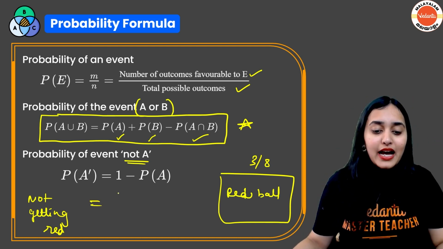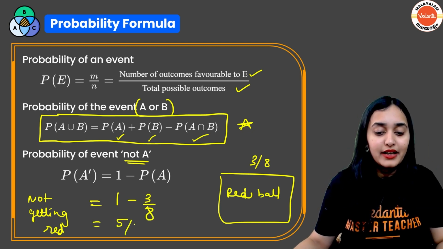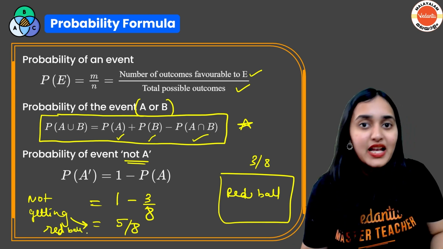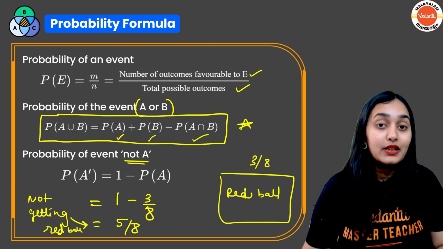So what I will do? I will simply subtract it from 1. So 1 minus 3 by 8 will be 5 by 8. So the probability of not getting a red ball will be 5 by 8. So like that we calculate the not A event probability. Clear to all of you?